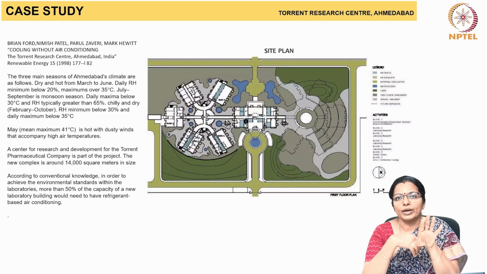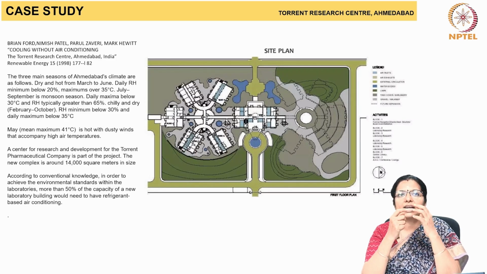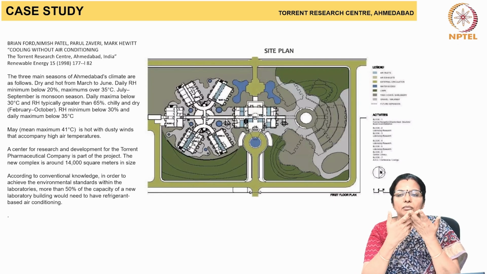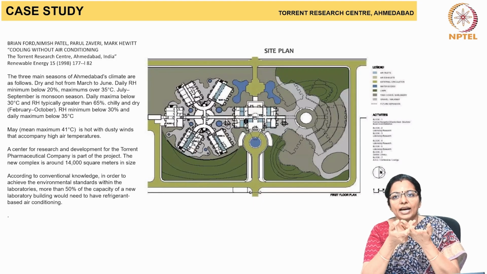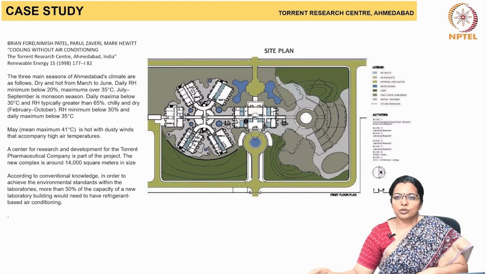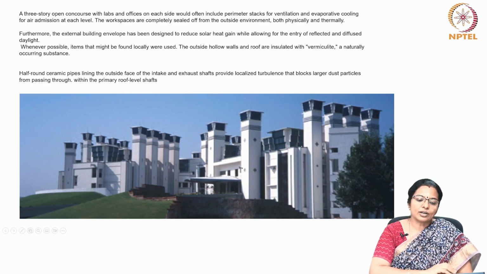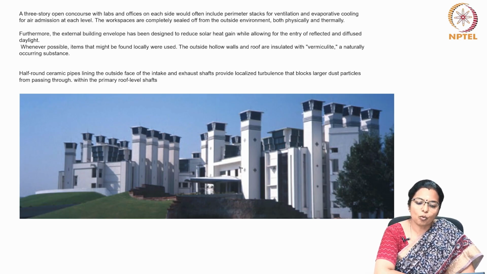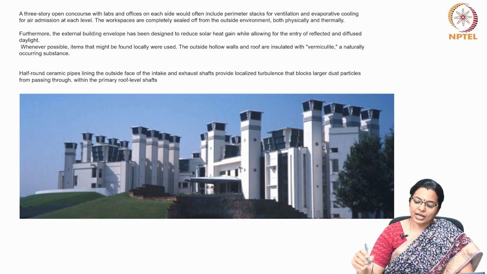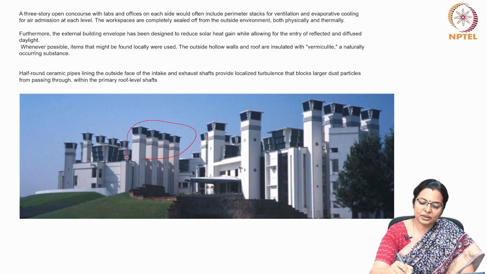During the month of May, it is extremely hot with mean maximum 41 degrees centigrade. This is the most taxing season of the year because there are frequent hot dusty winds that accompany high air temperatures. So this is the background of the Torrent Research Center. And the Torrent Research Center is a 3-story open concourse with labs and offices, and it has, as you can see, a number of PDEC towers.